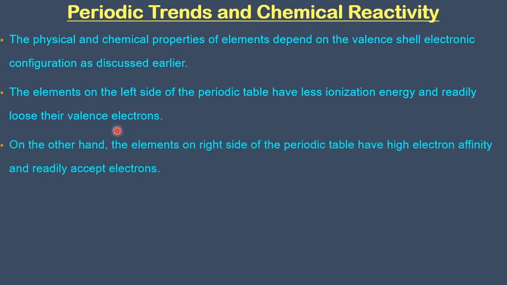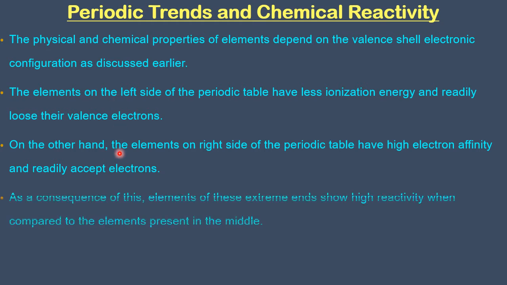Already we know in the IE trend. On the other hand, the elements on the right hand side have high electron affinity or electron gain enthalpy and readily accept electron. That means extreme left ready to lose, extreme right ready to gain. As a consequence of this, elements of these extreme ends show high reactivity when compared to the elements present in the middle. If you see the modern periodic table, the most reactivity you will find either in extreme left or extreme right, not in the middle. Extreme left ready to lose electron, extreme right ready to gain electron.